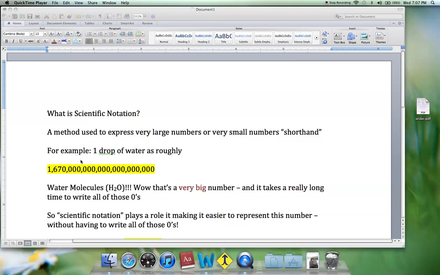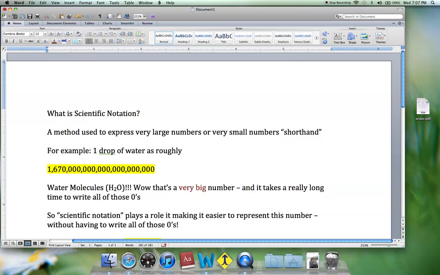So our first example is 1 drop of water. In a single drop of water, there are this many water molecules, our little water molecules of H2O. That's a really big number, and it takes a lot of time to write down all of these zeros. Scientific notation makes it easier to represent this number without having to write all the zeros.